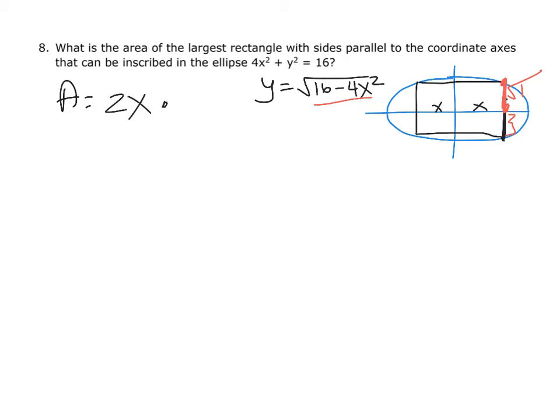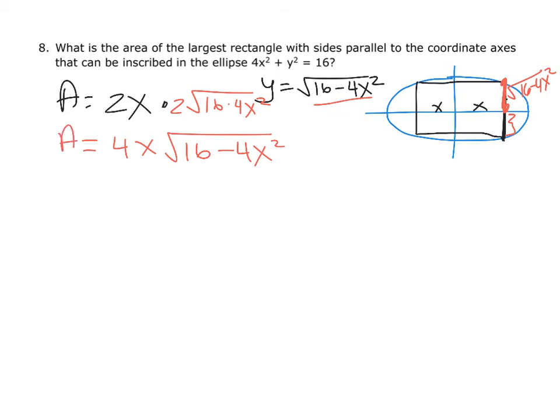If I haven't convinced you, you can always plug it in your calculator. And then we need to double it because of the symmetry for the bottom piece. So 16 minus 4x squared. I'm going to simplify that. 4x times the square root of 16 minus 4x squared. Take the derivative, set it equal to 0.